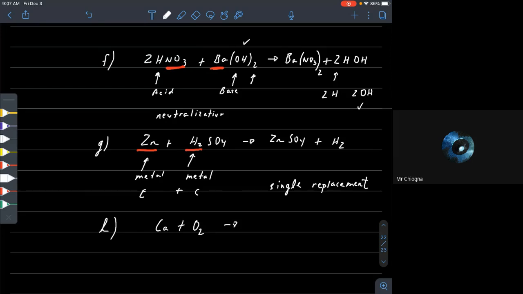Okay, element plus element. What do you think happens to them? Yeah, they come together to form calcium oxide. Yeah, it is synthesis. Element plus element. That's your pattern. Synthesis. Balanced? No, there's 2 here. Double that. Should be okay.